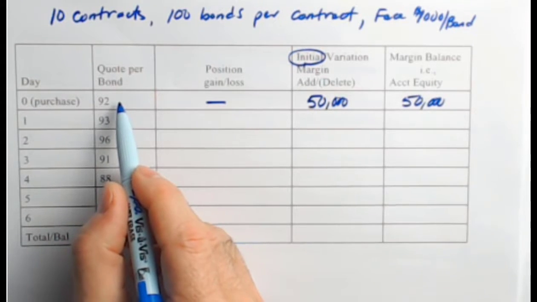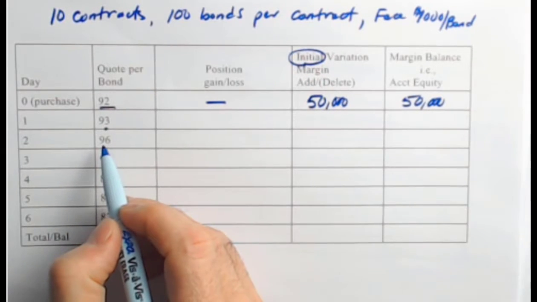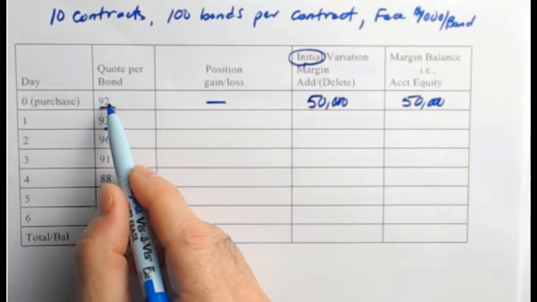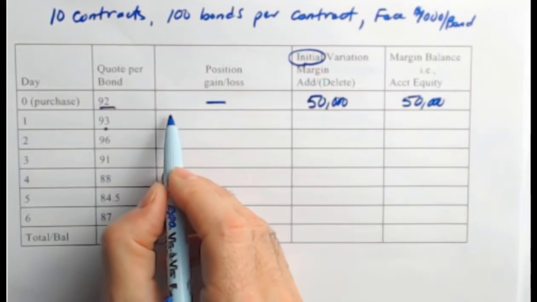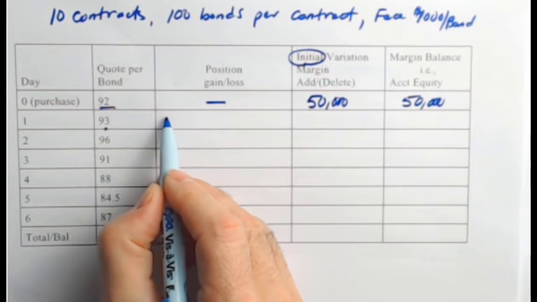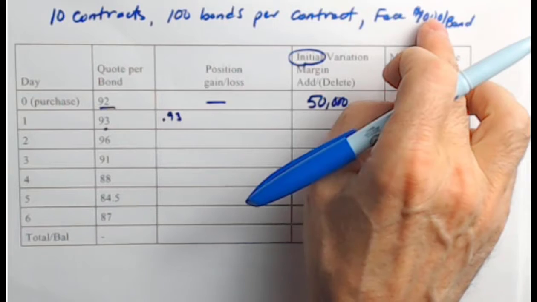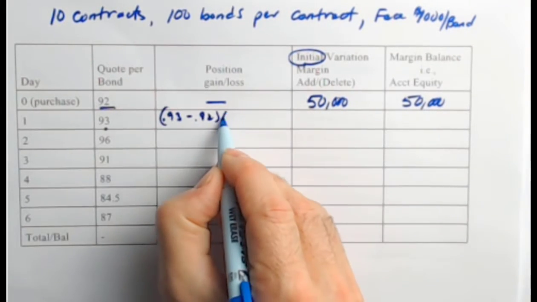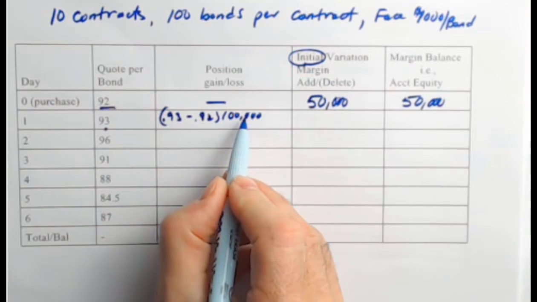Now the next day after we enter the transaction, day 1, the price goes up to 93. So it basically went from $920 per bond to $930 per bond. And so one way to look at that is you got 0.93, which is 93% of 1,000, minus 0.92. Each contract's worth 100,000, so we multiply that by $100,000.